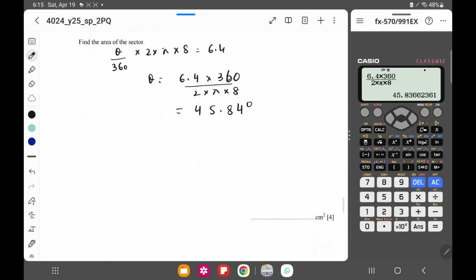Alright, now we can easily find out our answer for area. Area is equals to theta over 360 degree into pi r square. Okay, so that is 45.84 divided by 360 degree into pi r square, 8 square, equals to 25.6 square centimeters.